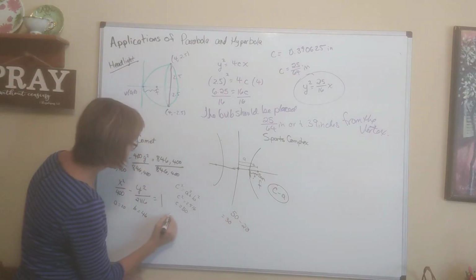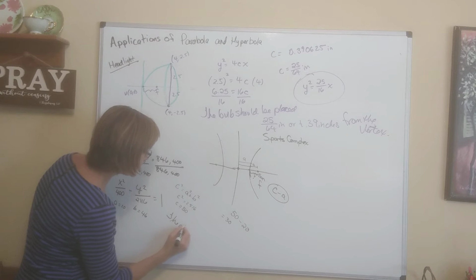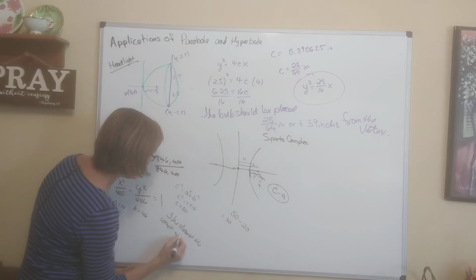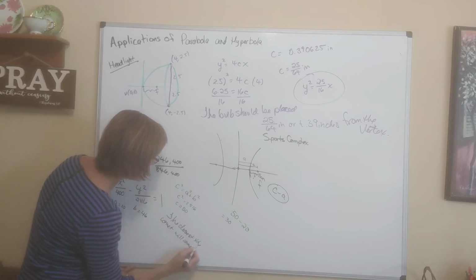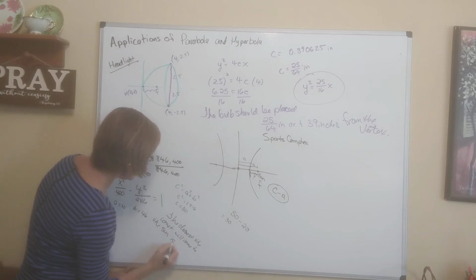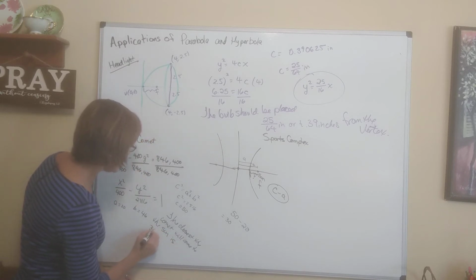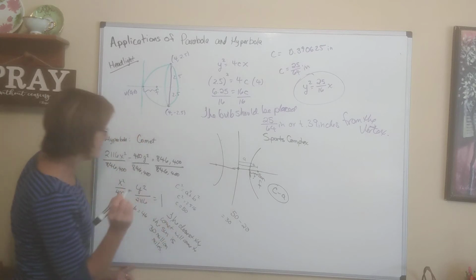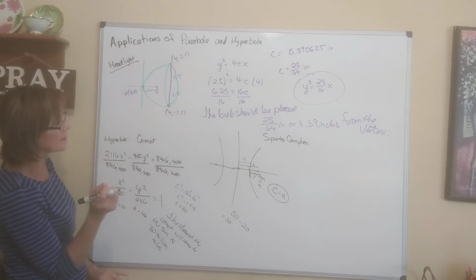So, we can write a sentence. The closest the comet will come to the sun is 30 million miles. All right, so that's that example.